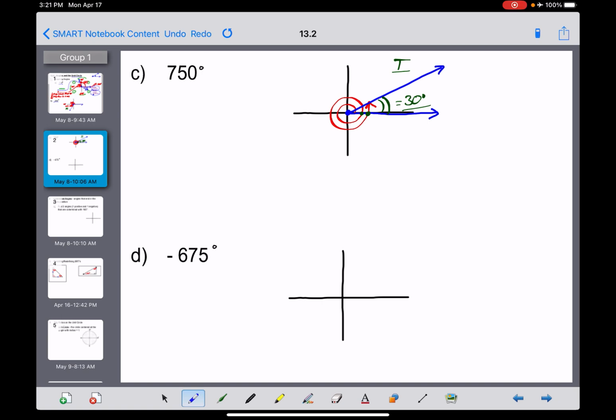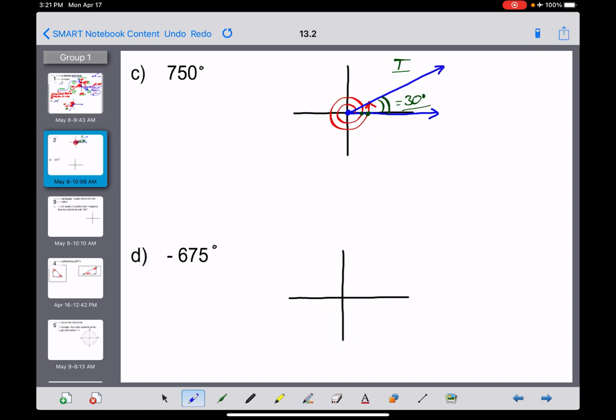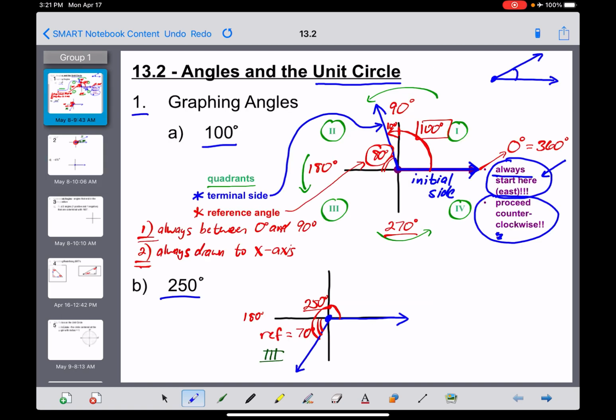I want to take you back to what we wrote on the last slide right here. We began with this little tidbit right here. Always start here. And when a math teacher says always, they mean always. So even though this angle is negative, we're still going to start from the same position here, straight out to the right, due east. But I want you guys to notice I did not write the word always right here, and that was on purpose.